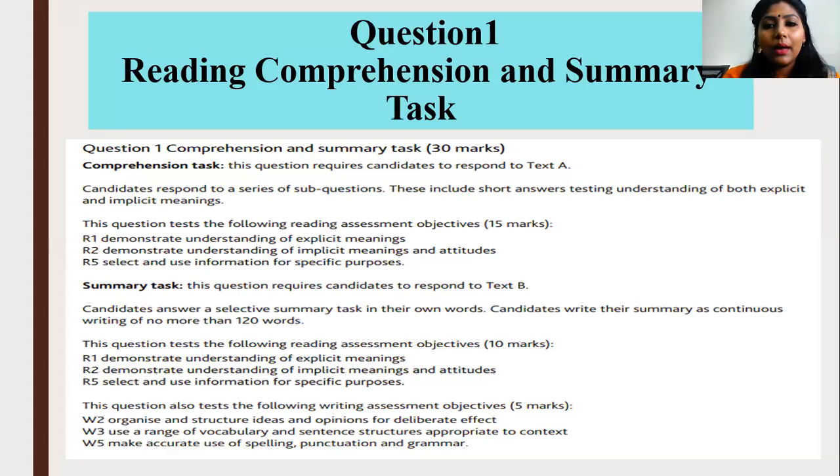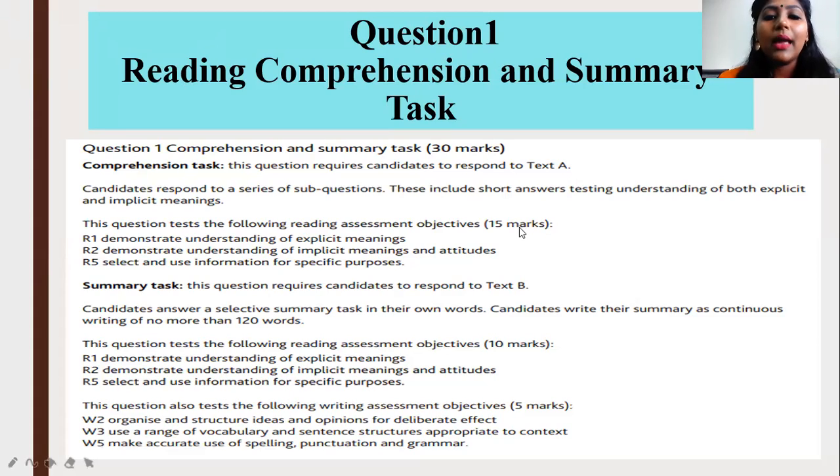Even though I have details of both of these sub-questions tested under question 1, which are reading comprehension and summary tasks, in this tutorial I'll be highlighting only reading comprehension. Basically, the reading comprehension task carries 15 marks.